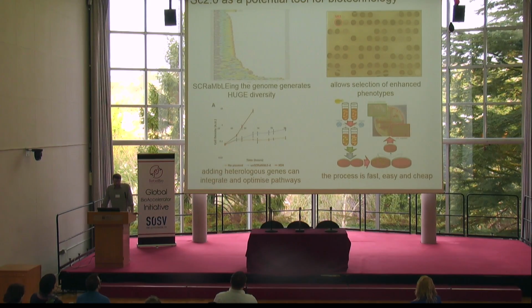So yeah, we see SC2 as a potentially really useful tool for biotechnology. Even with just the scramble element of the genome, we can show that it generates huge diversity within a pool of cells. And if you do this in a test tube, you have millions upon millions of these cells that you can potentially select from. And doing this allows selection of enhanced phenotypes. And when you tie this in with adding heterologous genes and synthetic pathways as well, it's a really powerful way of optimizing your biotechnological application. And most importantly, the process is incredibly fast, incredibly easy, and incredibly cheap.